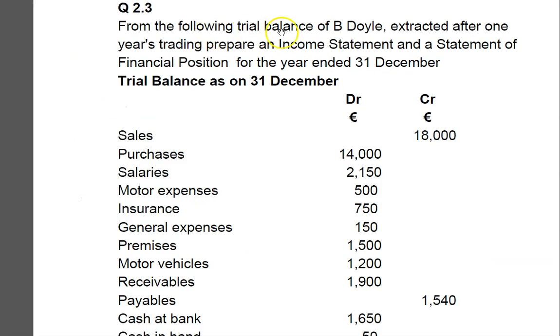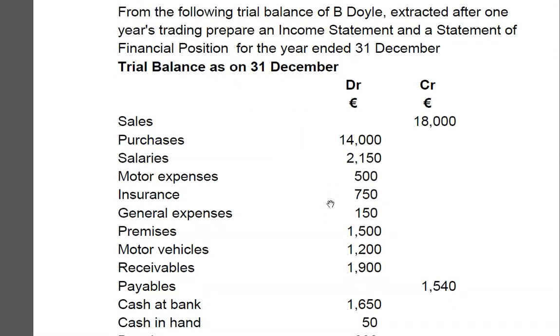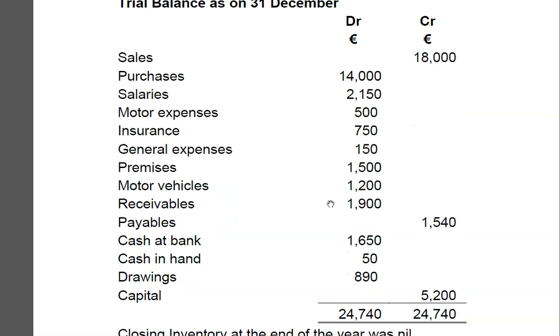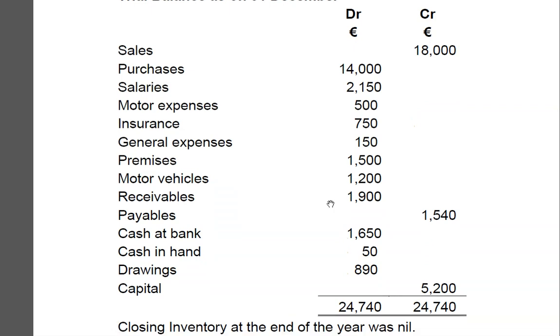So here's an example of a question. We are given a trial balance, and you're asked to prepare an income statement and a statement of financial position. And there are two columns in the trial balance, debit and credit. And that's the whole question. And to do this, you have to be able to pick out the sales, the income accounts or the revenue accounts, and the expense accounts and asset accounts.